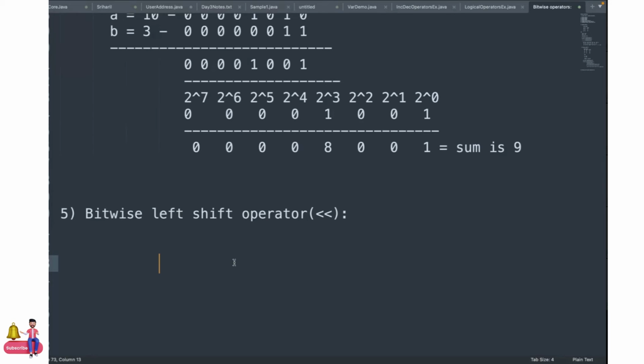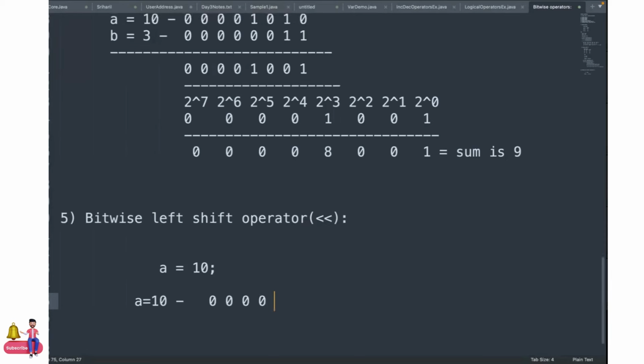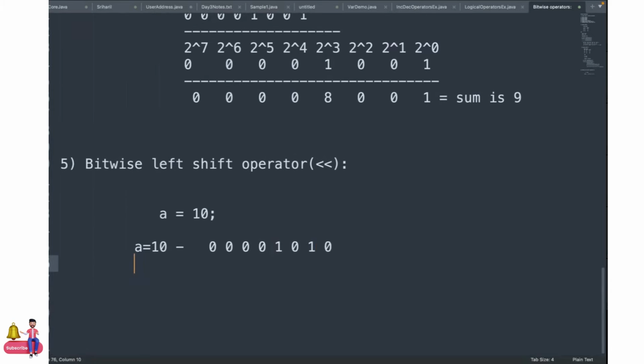Now let's take a number. Let's say I have A, which is 10. We know how to represent 10 in the binary format, right? A is equal to 10, and the binary format is 0 0 0 0 1 0 1 0. This is the binary representation of 10.